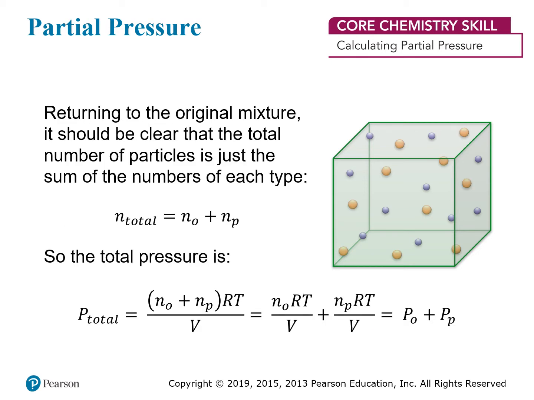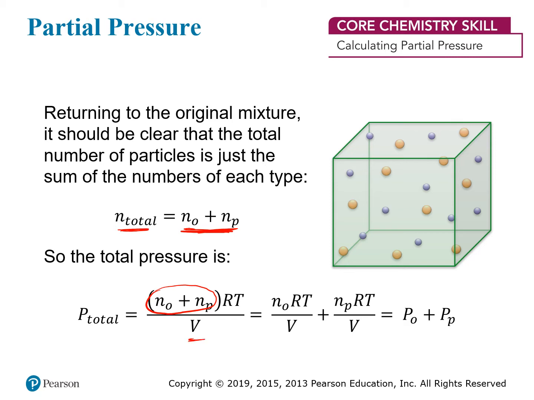So now we can look back at the original mixture and try and figure out what's going on as far as the total pressure. So the total pressure depends on the total number of particles. But the total number of particles really equals the number of orange particles plus the number of purple particles. So we can put this expression in for the total number of particles into the total pressure expression. And so we put it right here, and we get (NO plus NP) times RT divided by V.